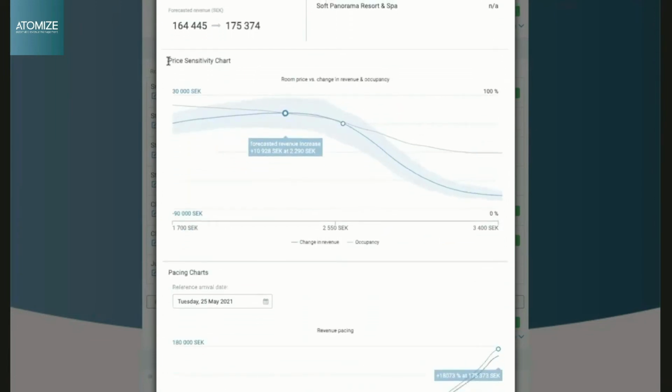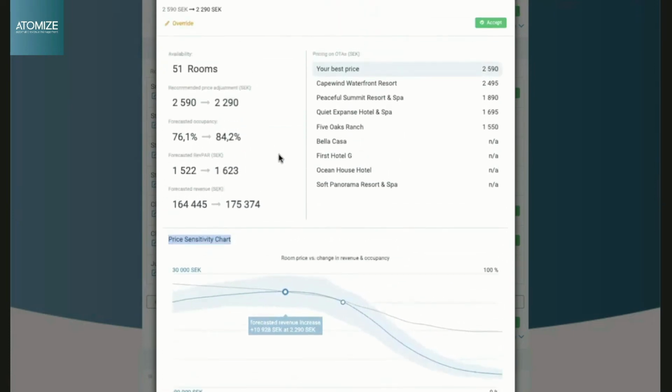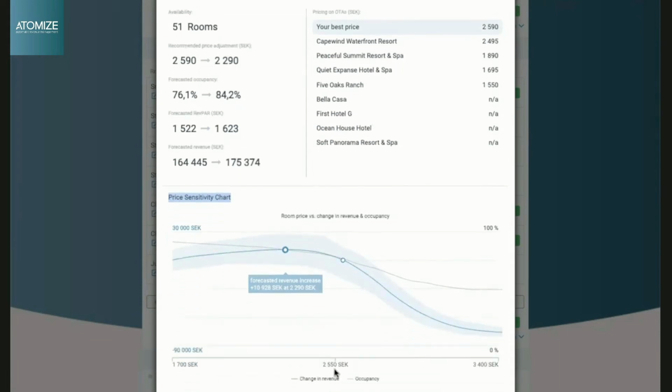And then we have what we call the price sensitivity chart, where we calculate the price sensitivity for this room type in particular. A lot of things are going on here, but on the x-axis you have the price of the room. On the left-hand y-axis you have revenue figures in blue, and on the right-hand y-axis you have occupancy, from 0 to 100%, represented by the gray line, which means the lower the price, the higher the occupancy. We model it like this. And then you have revenue as a function of price on the blue line.